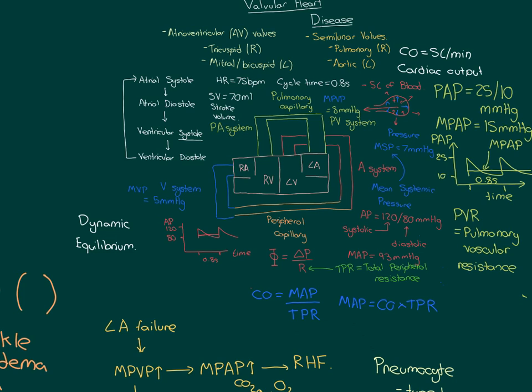Okay, we talked about the fact that if you do have left atrial failure and blood backs up in the pulmonary system, it's going to lead to pulmonary edema, which will then lead to bad gas exchange, which will then create breathlessness, which is another major symptom of people with heart failure.